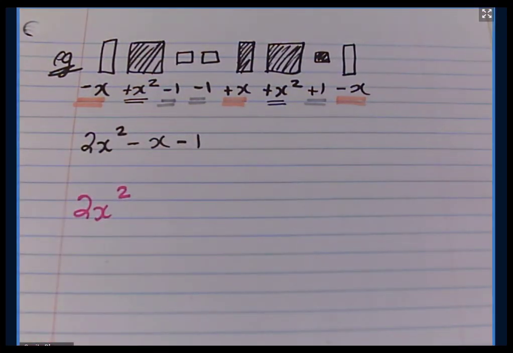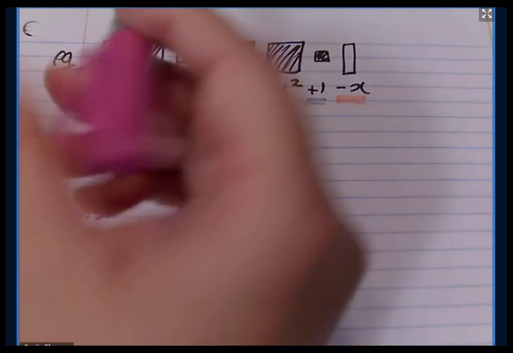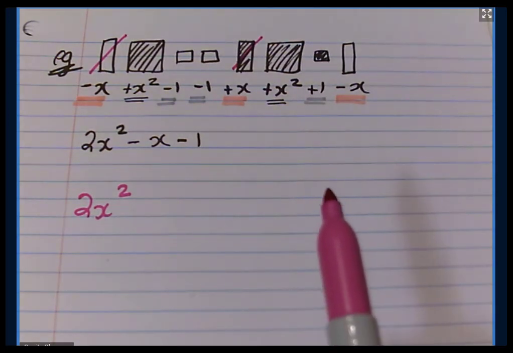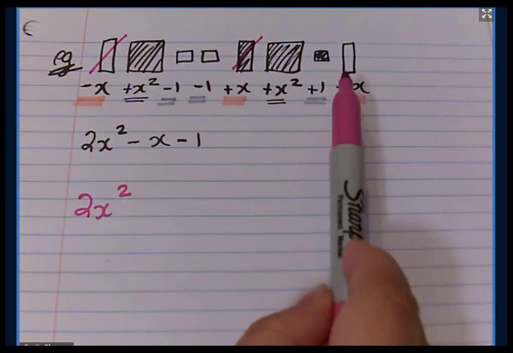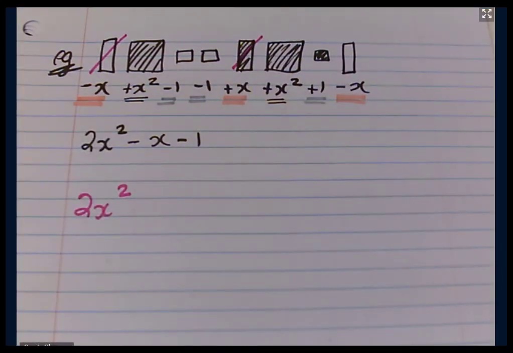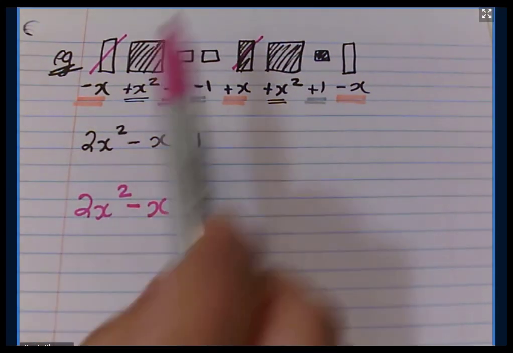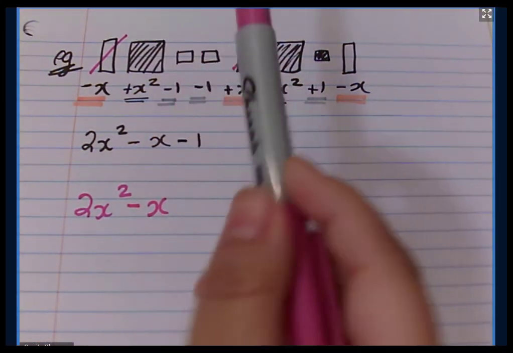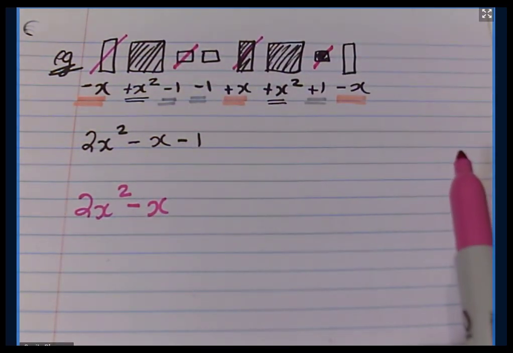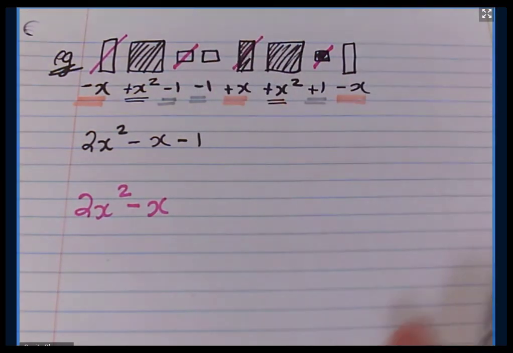Next, we'll look at our x tiles. So we have a negative here and a positive here. So negative x and a positive x, that just becomes 0. And we're left with 1 negative x. And then we have our little squares. So we have a -1 and a +1 that cancel each other out. And we're just left with a -1.